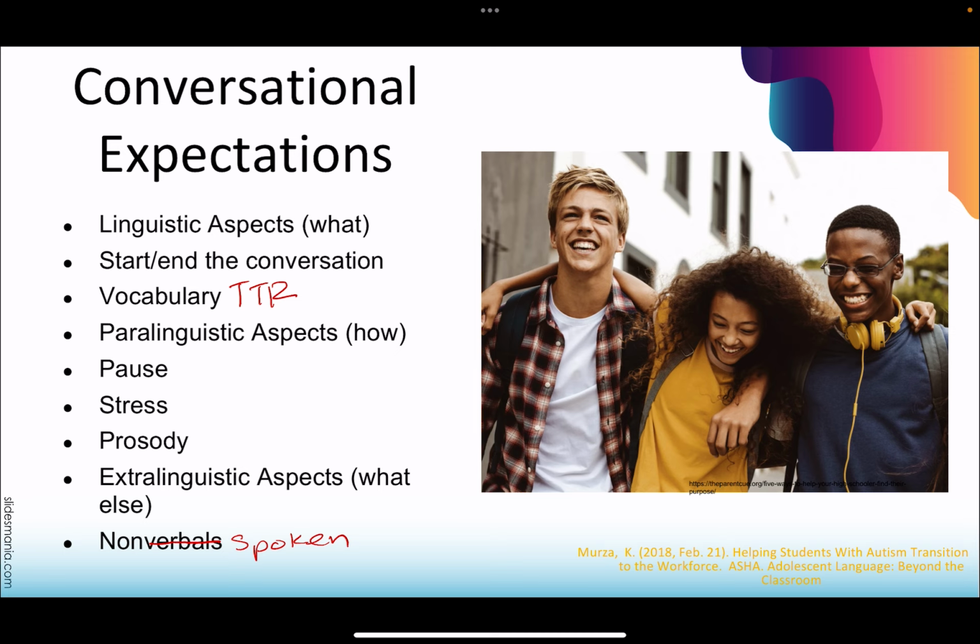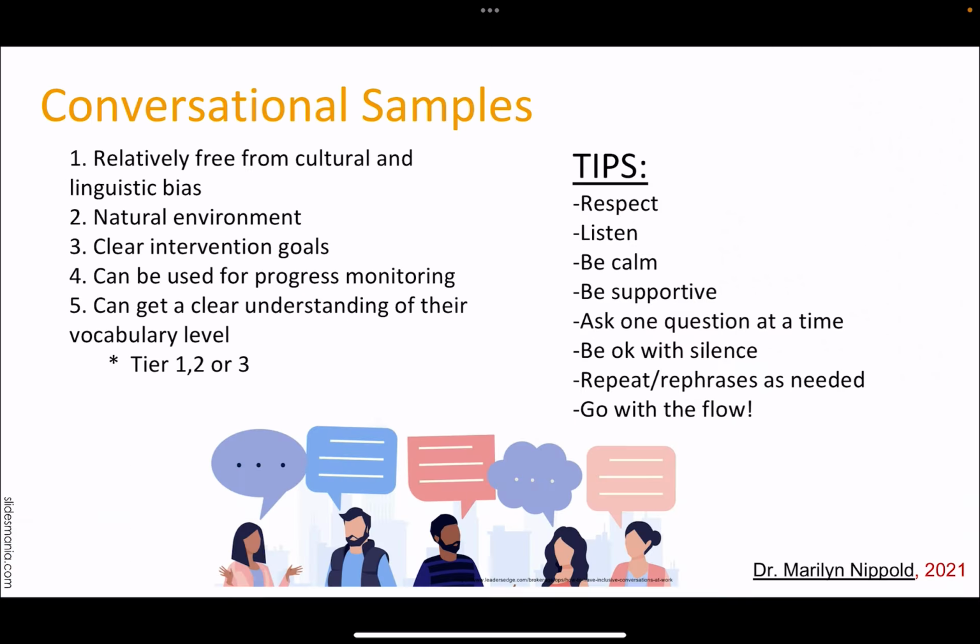So there are other parts of language that we might need to analyze as well. And of course, our non-spoken language is really, really critical. This does include our body language, and how we are carrying ourselves. So the next thing is, how do we collect a sample?